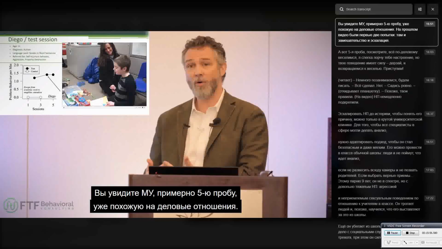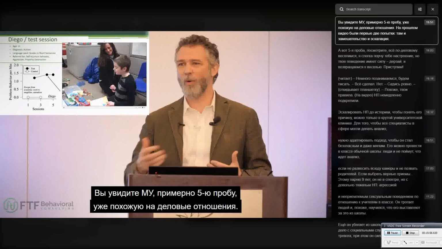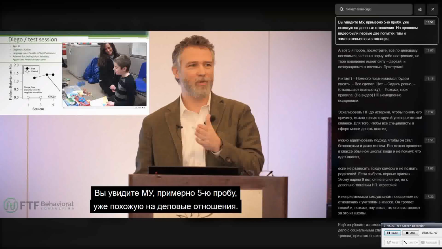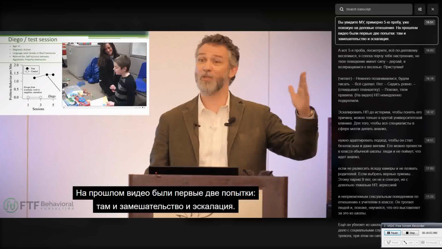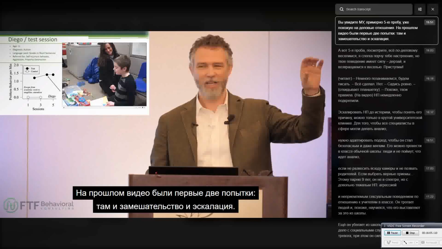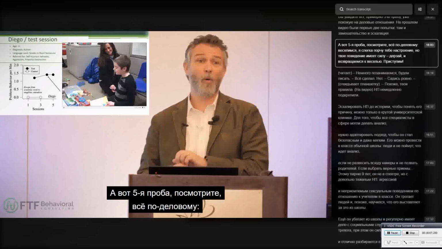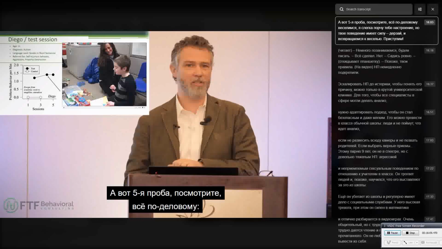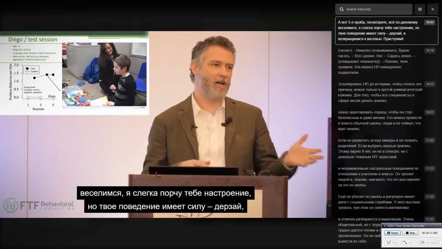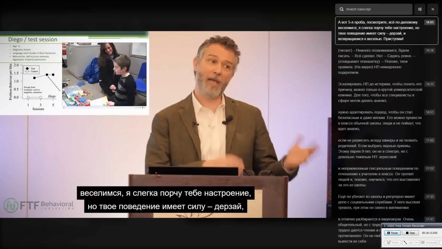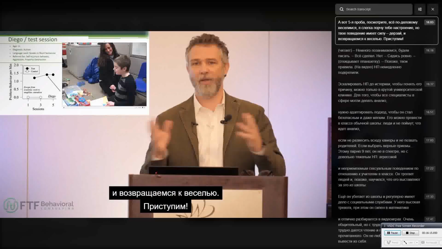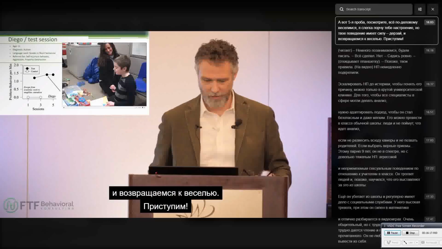So you're going to see the EO. This is about the 5th EO in. It turns into like a business relationship. So for the first boy, I showed you the first 2, where there's a little bit of confusion and escalation. For this boy, this is 5 in, and you'll notice it just looks like a business relationship. We're going to have fun. I'm going to mess with you. Your behavior has power. Do it, and then we're going to go back to having fun. Let's go to work.